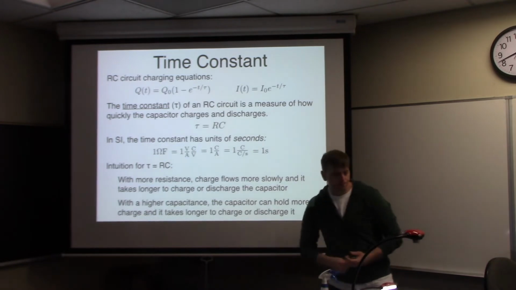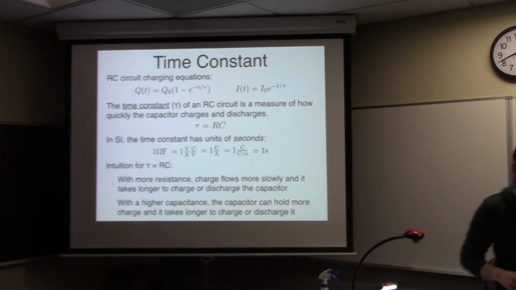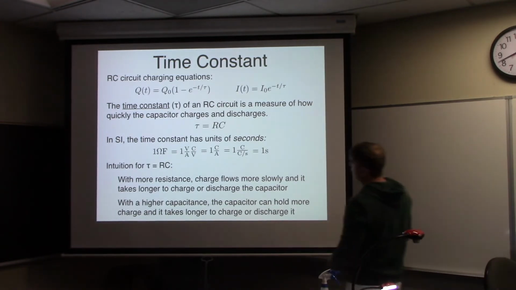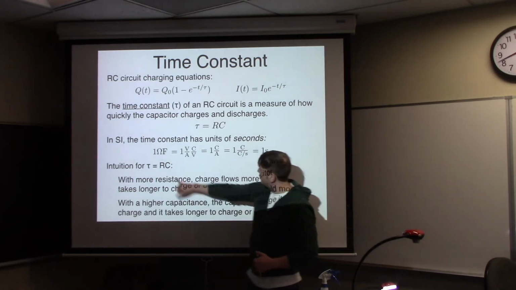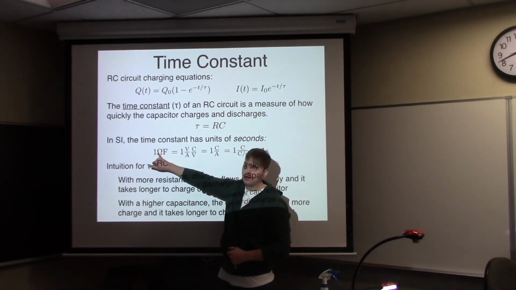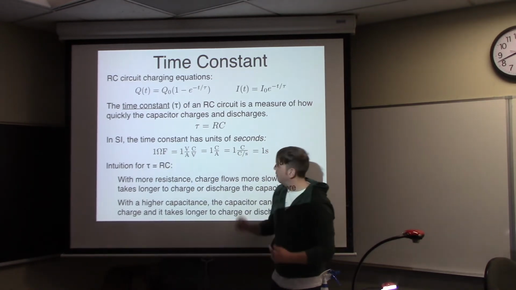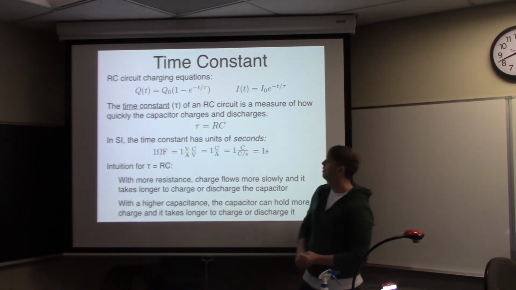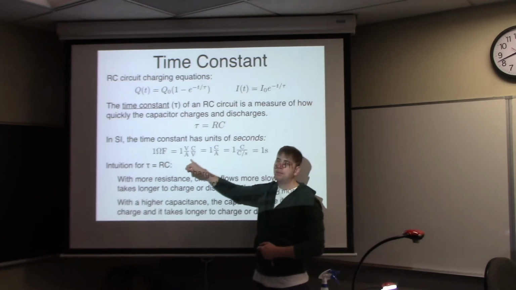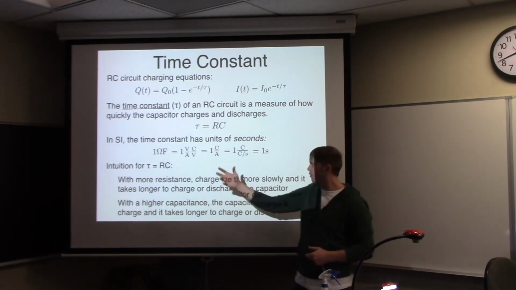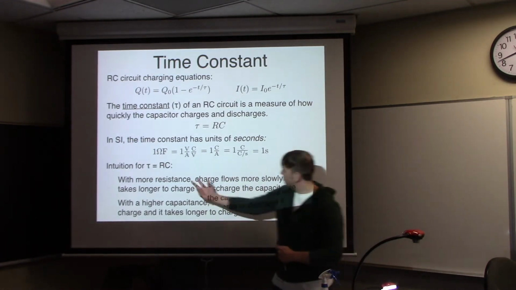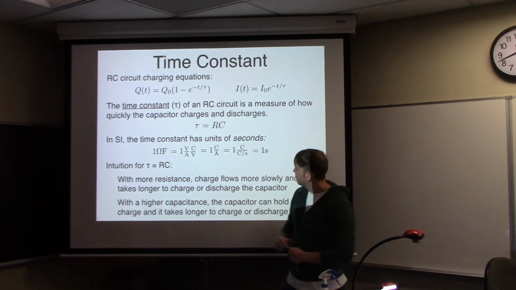Okay? Now it's not obvious that a resistance value times a capacitance value is going to give you a time. So let's think about why that would be the case. Well, a resistance value in the SI system is going to be given in ohms. And capacitance is going to be given in farads. So if we remember the unit equivalencies here, an ohm is a volt per amp, and a farad is a coulomb per volt. So just make those substitutions right here.